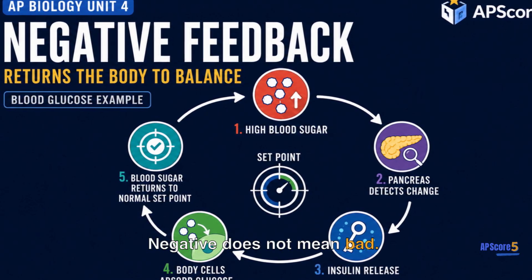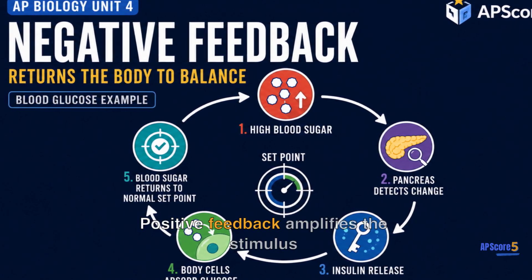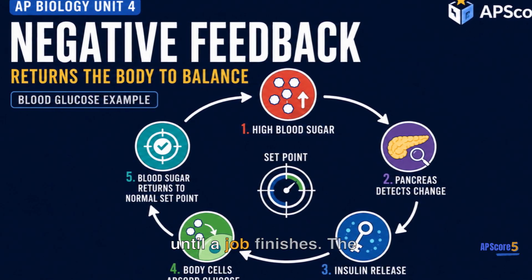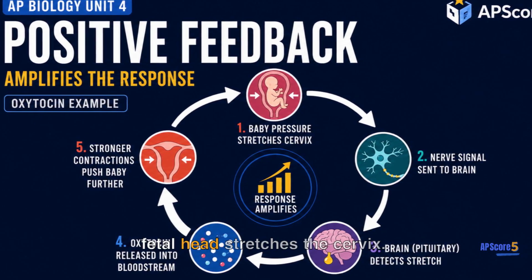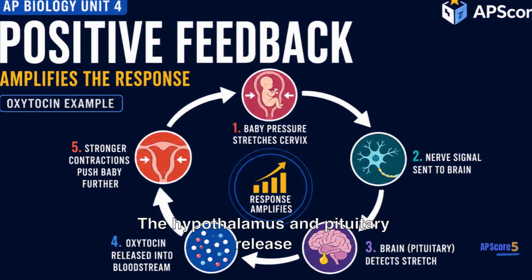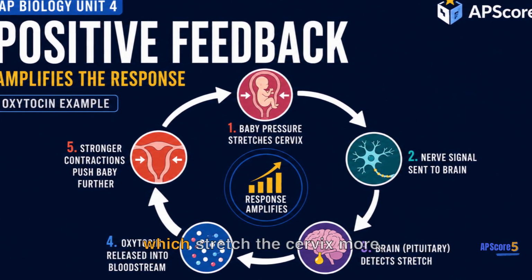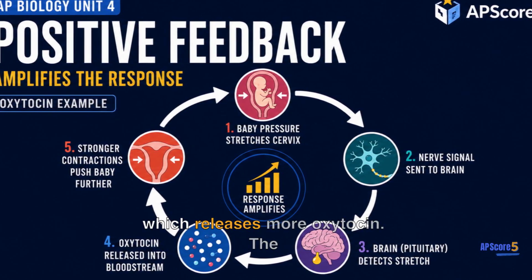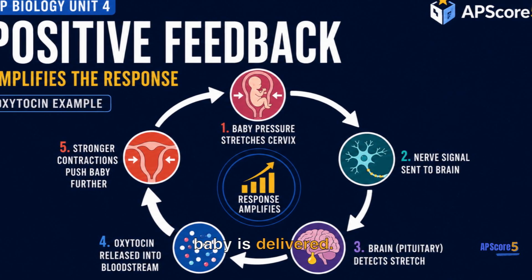Negative does not mean bad. It just means opposing the change. Positive feedback amplifies the stimulus until a job finishes. The classic example is childbirth. The fetal head stretches the cervix. The hypothalamus and pituitary release oxytocin. Oxytocin causes stronger contractions, which stretch the cervix more, which releases more oxytocin. The loop only ends when the baby is delivered.